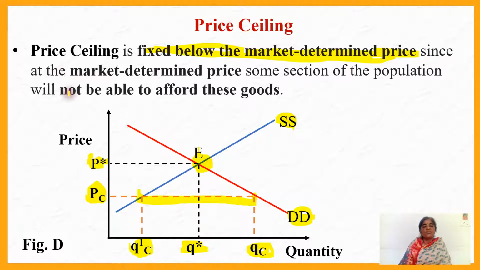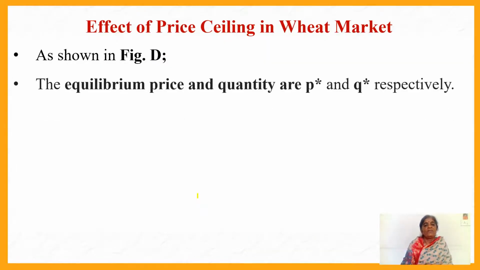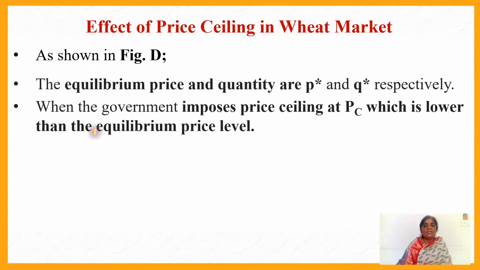Some section of the population will not be able to afford these goods at the market determined price, because the market determined price is very high. Therefore, government intervenes and sets the maximum price at this price ceiling price. It is always less than the market determined price. Therefore, it facilitates the poor consumers to purchase necessary items like wheat and rice. The equilibrium price and quantity are P star and Q star respectively, and the government imposes the price ceiling at PC. It is lower than the equilibrium level.